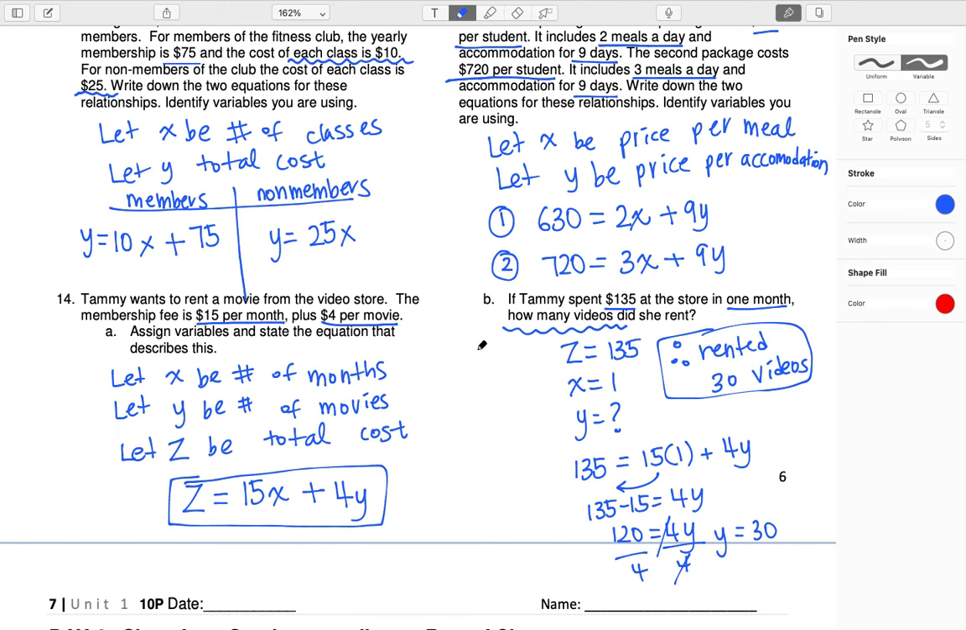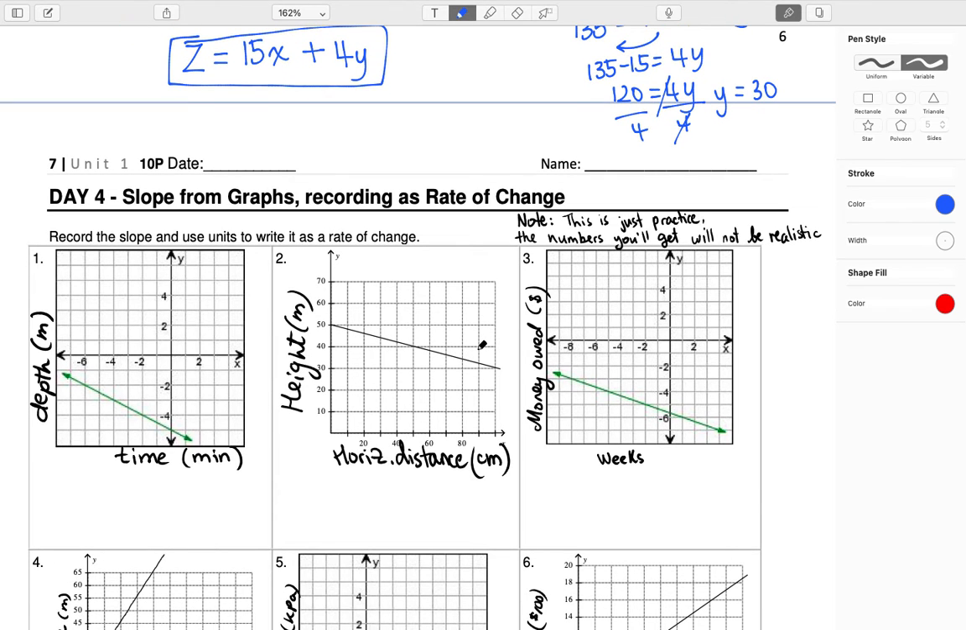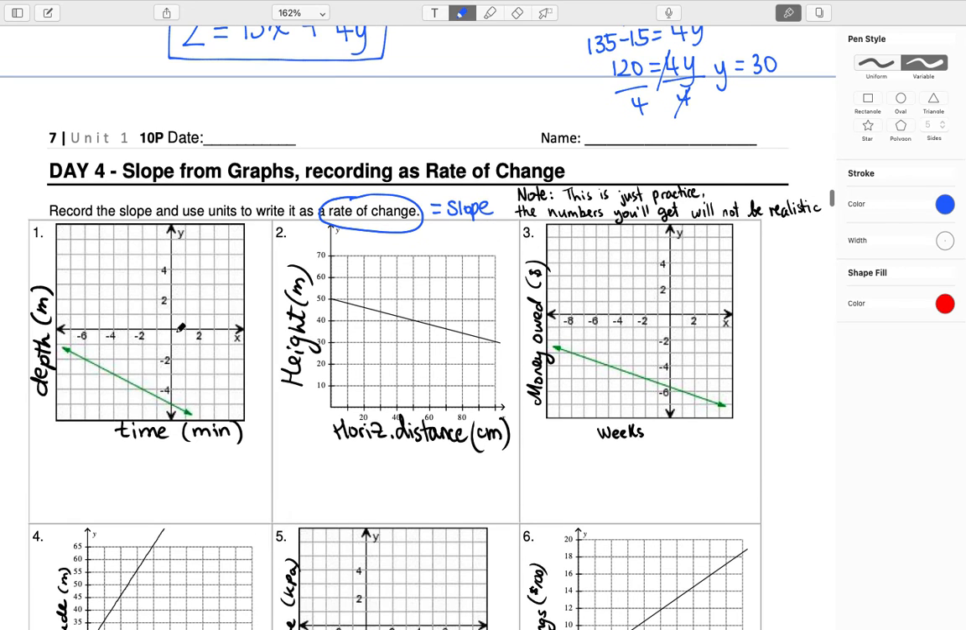So this is how you approach a word problem. Make sure you always start with the let statement and then do the equation. Now the next thing we want to do is look at the graph and be able to identify what's a slope and what's a y-intercept. Record the slope and use units to write it as a rate of change. Another word for rate of change is slope. Some of these are approximate, because it may not be exact.